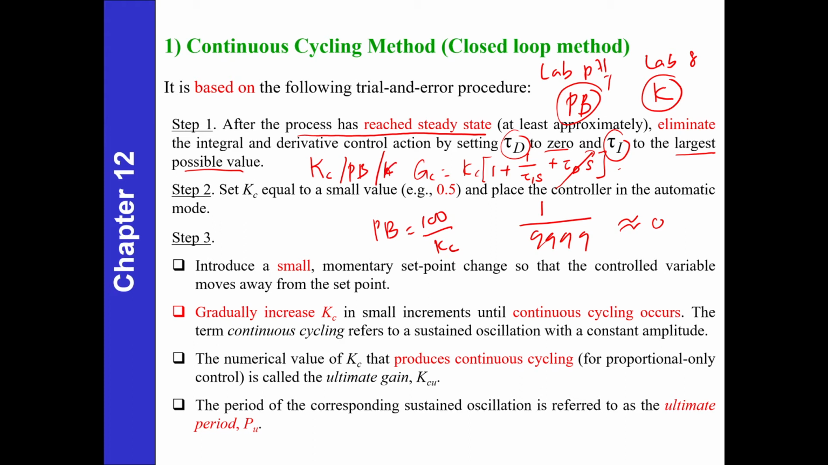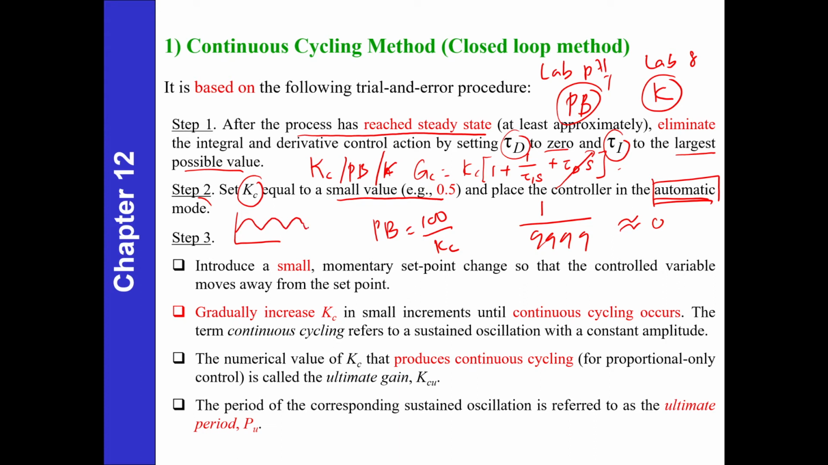This is the method that was introduced, the continuous cycling method. We only tune the value of Kc. The second step is to start with a small value of Kc and put the controller in automatic mode. Then you wait until you get a sustained oscillation.